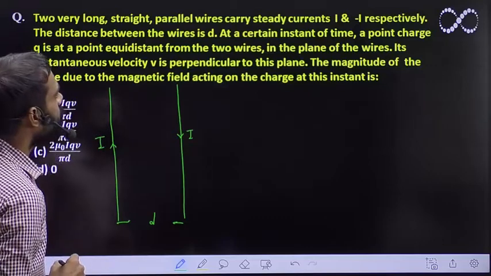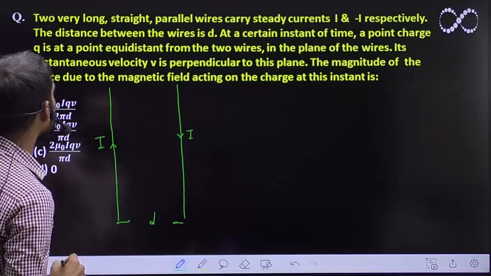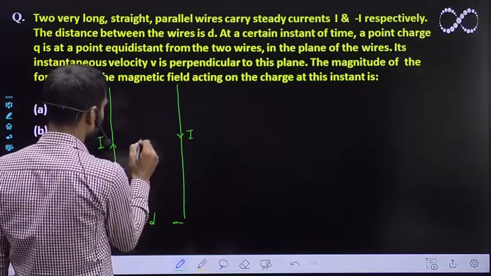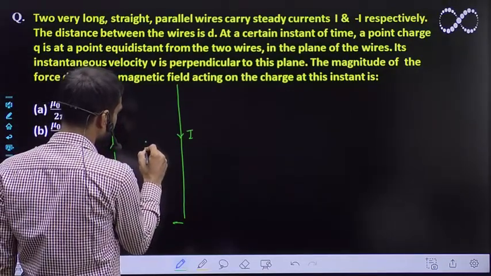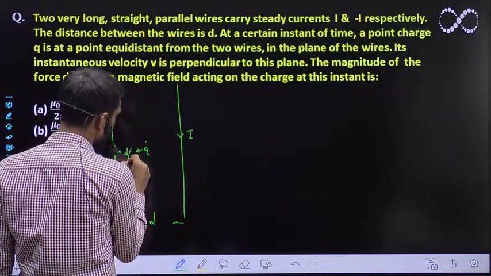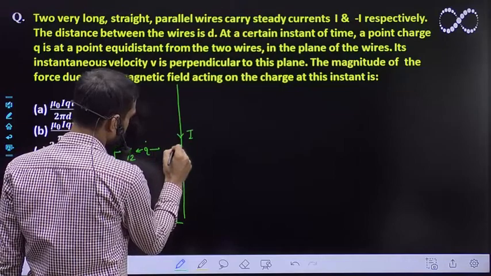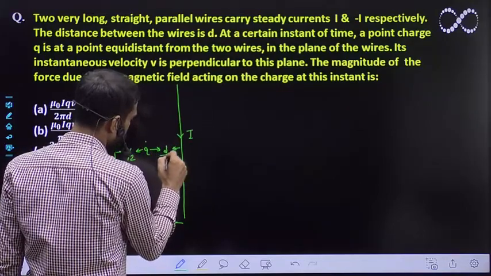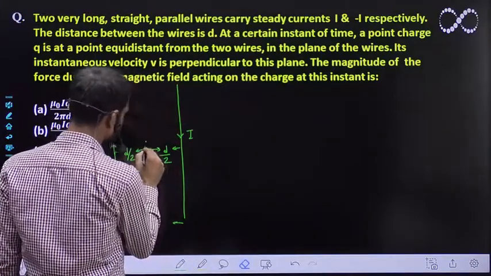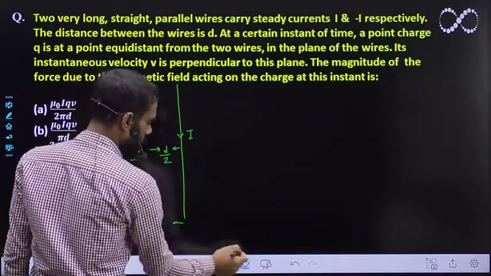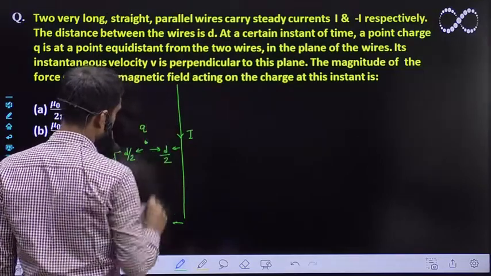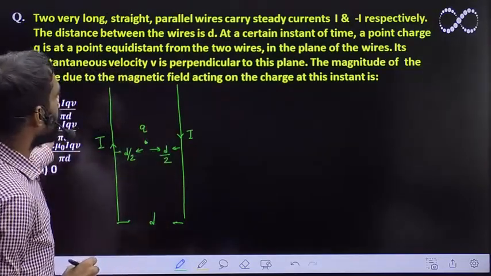At a certain instant of time, the point charge Q is at a point equidistant from the two wires. So one point charge Q is there, and the distance from here to here is D by 2, and here also the distance is D by 2. And here the charge is Q. This is given in the question.